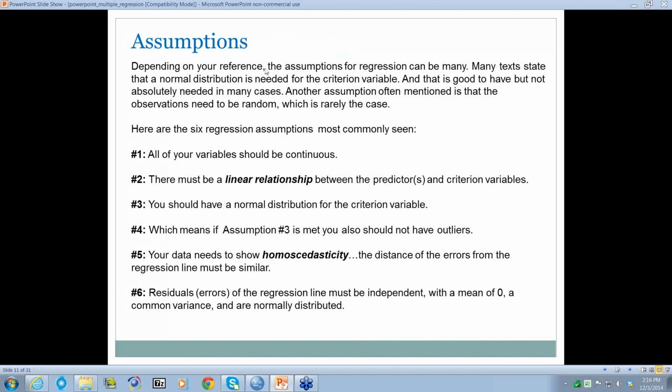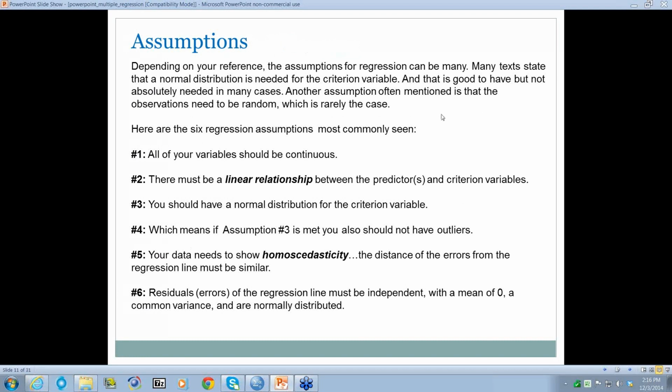Many texts will state that a normal distribution is needed for the criterion, and that's good to have, but it's not absolutely needed in many cases. It is needed, though, for the multiple regression we're looking at today. But there are other types of regression where you can use data that's an outcome that's a 0-1 or a count. You might have heard of them. They're logistic regression, Poisson regressions. But today we are going to use the multiple standard ordinary least squares equation of a regression where you do need that continuous outcome.